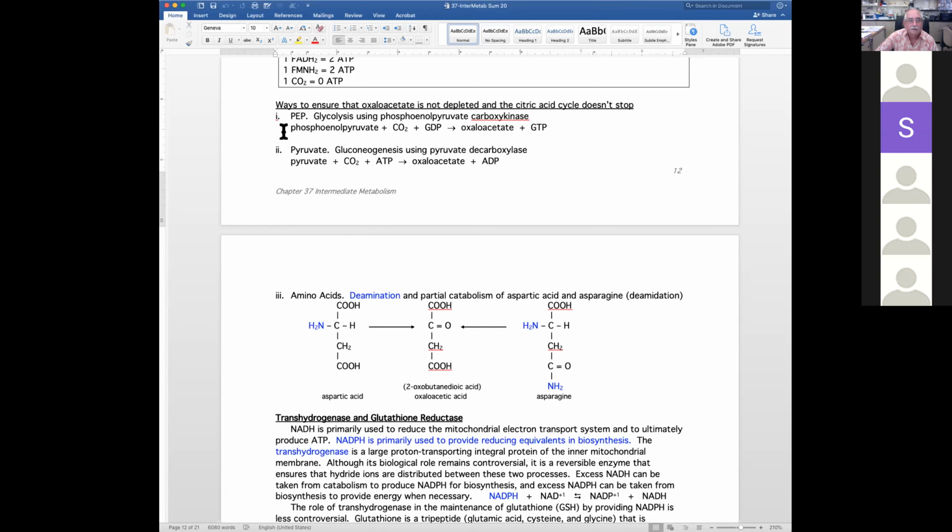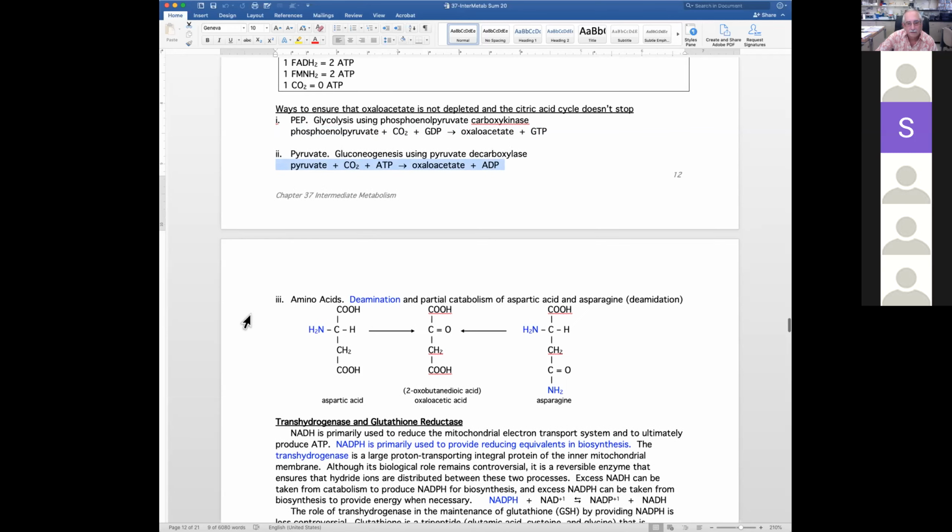Anyway, so here's one way via phosphoenolpyruvate. Here's another way, and then here's another way. Okay.